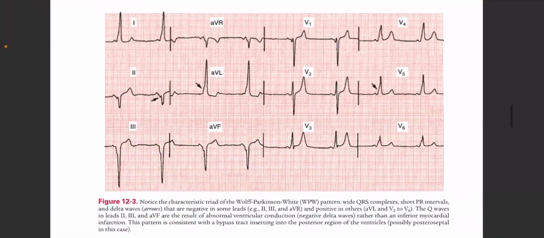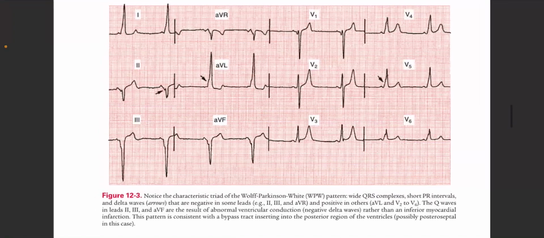Now, what does this ECG show? Notice the characteristic triad of the Wolff-Parkinson-White pattern: wide QRS complex, short PR interval, and delta waves that are negative in some leads, leads 2, 3, aVF and aVR are negative, and positive in others, aVL and V2 to V6 are positive.